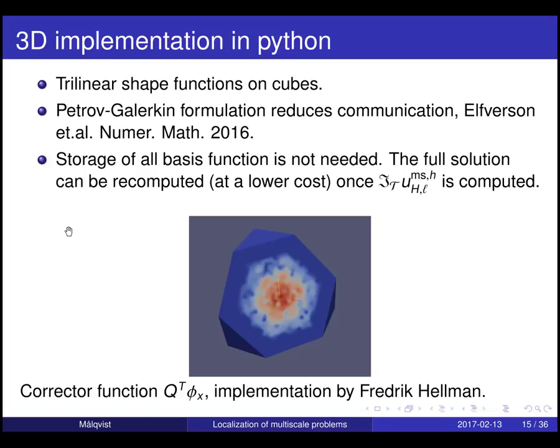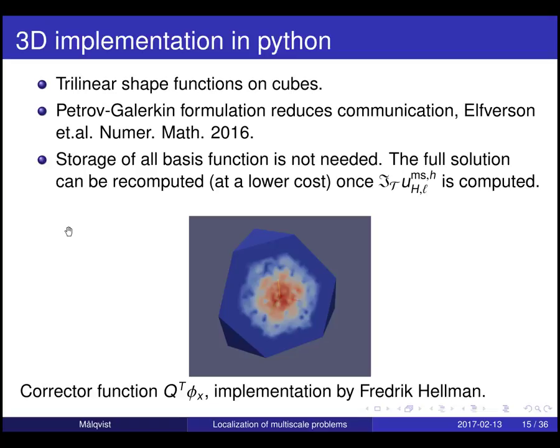If you don't have enough room, you don't want to store all basis functions at the same time. It can take a lot of memory. And it's possible to implement this without storing all the basis functions at once. So you compute the local solution, and then you multiply with the coarse basis functions to get the coarse stiffness matrix.